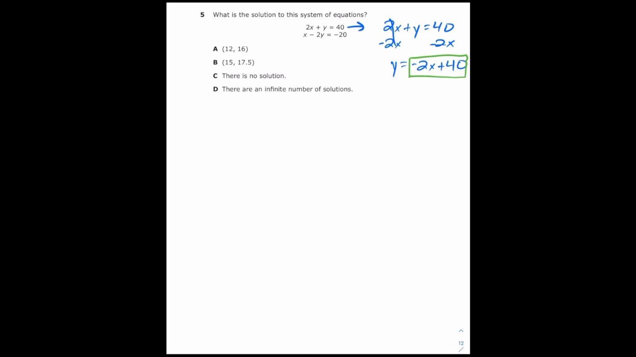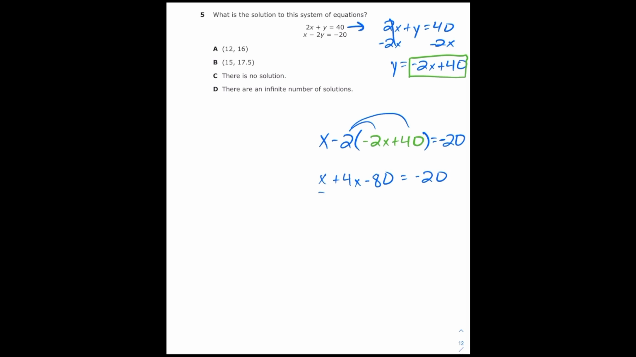Now that I know what y is equal to, I can take the rest of that expression and substitute it into the other equation for y and then just solve for the variable. So I'm going to have x minus 2 parentheses, -2x plus 40, equals -20. And from here, it's basically just like solving an equation. So I'm going to distribute my negative 2 to both terms, and I'm going to end up getting x plus 4x minus 80 is equal to negative 20.